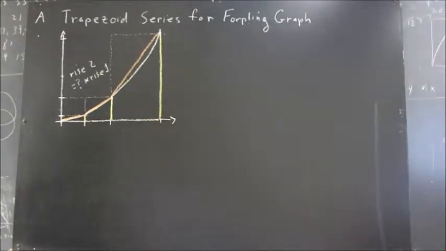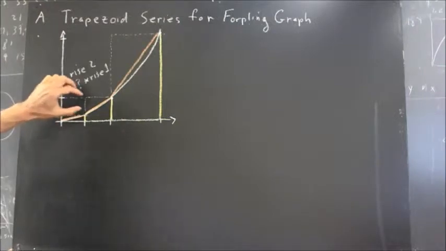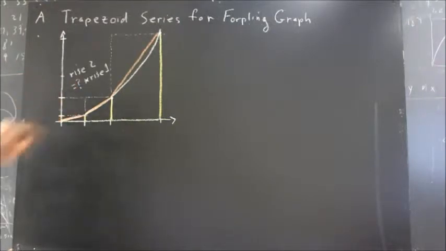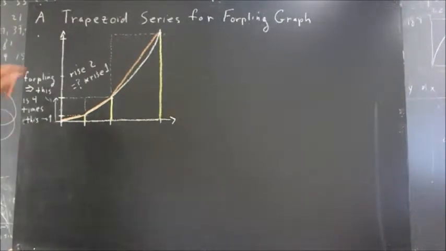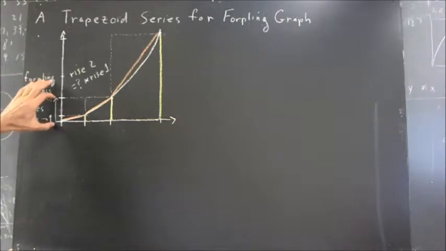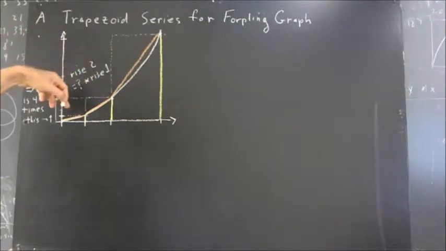Further hint, from here to here, the y-coordinate forples. That gives you enough information to compare the rise of this triangle with the rise of this triangle. Bigger hint if you need it, the forpling implies that this is 4 times this. So what does that tell you about how the rise of the second trapezoid corresponds to the rise of the first?